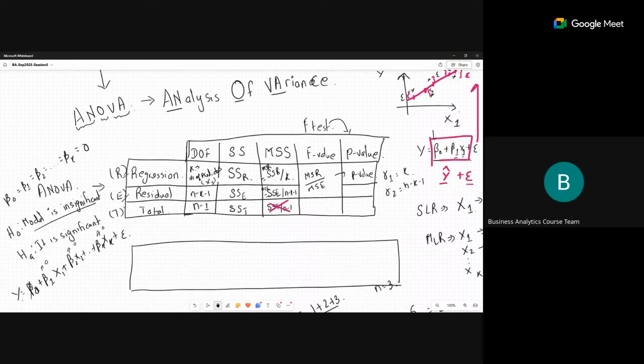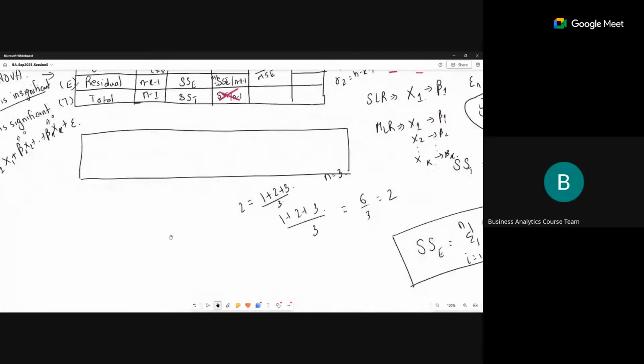And the alternative says, no, no. You have some beta. You don't know which one, but you have some beta which is significant. You have some beta which is not equal to 0. That is your alternative, right? So you solve and find the f value and the p value corresponding to it.